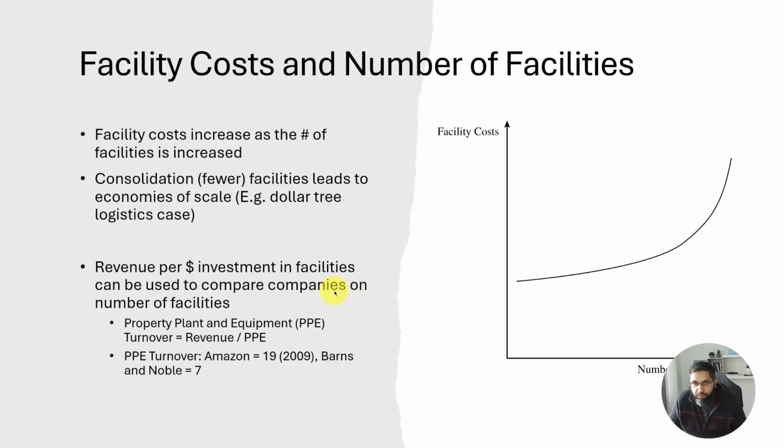Amazon has a lot of distribution centers, but much less than the number of retail stores Barnes & Noble used to have. And so you can see this efficiency in facility cost if you have fewer large facilities versus many small facilities. Many small facilities tend to have a larger total cost than fewer large facilities. This is usually pretty straightforward to understand.